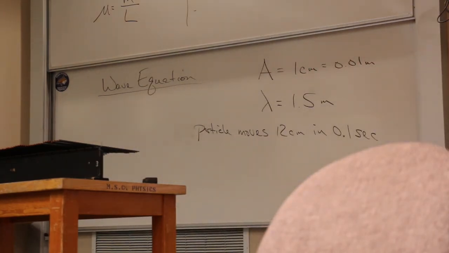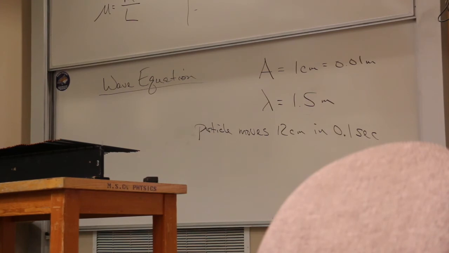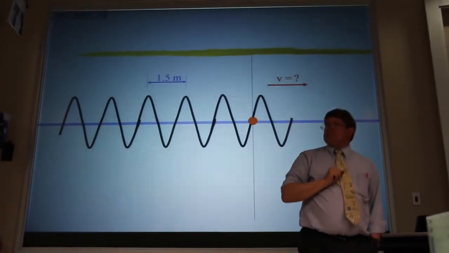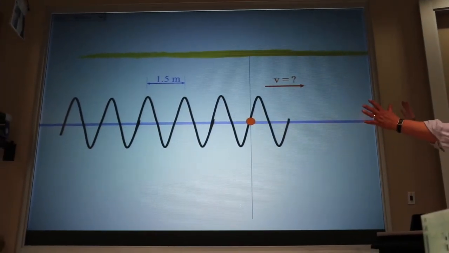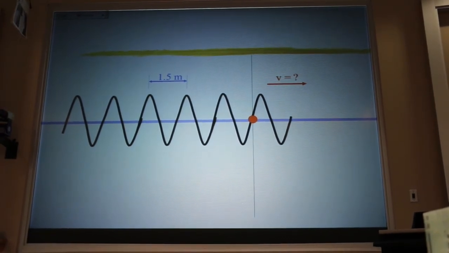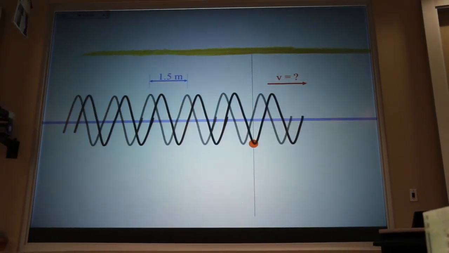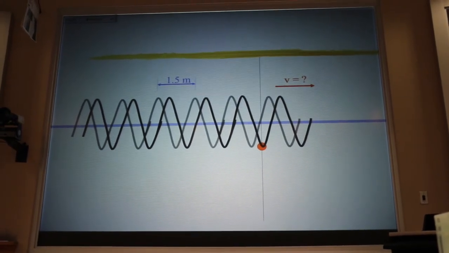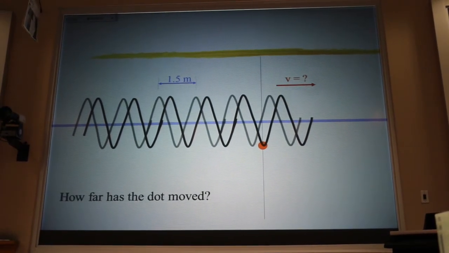Now, let's solve this together. There's the wave on the string. The wavelength is from crest to crest, and we've identified one point of the string by painting it orange. Now, as that wave moves to the right by 1/4 wavelength, how far has the particle of string moved?